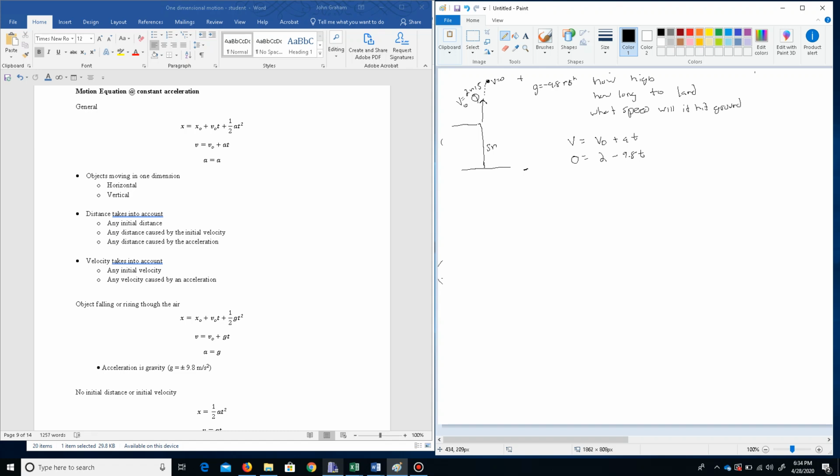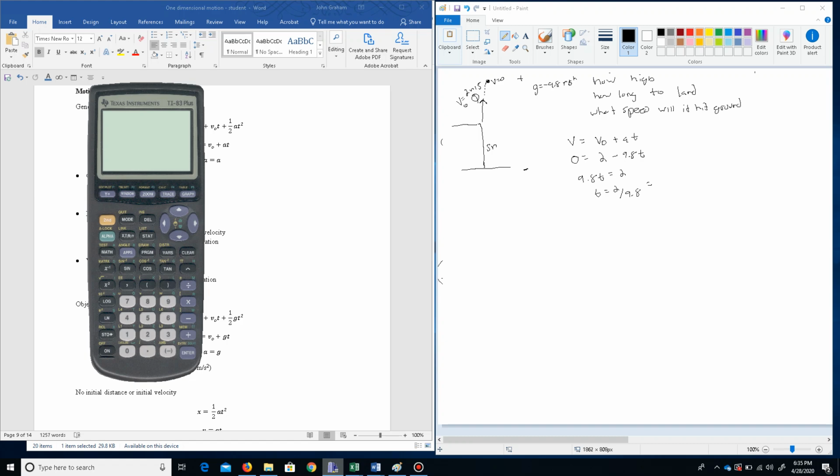This will tell us how long it's going to take to reach the top of its peak. It's not how long it's going to take to land, but just to reach the top. And so 9.8 t equals 2. So t equals 2 divided by 9.8. We get 0.204. Right, so that's the time it takes, 0.2 of a second.